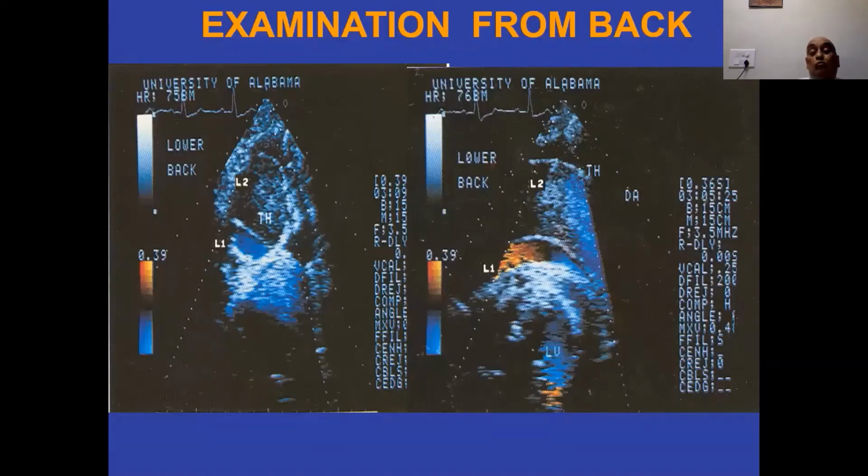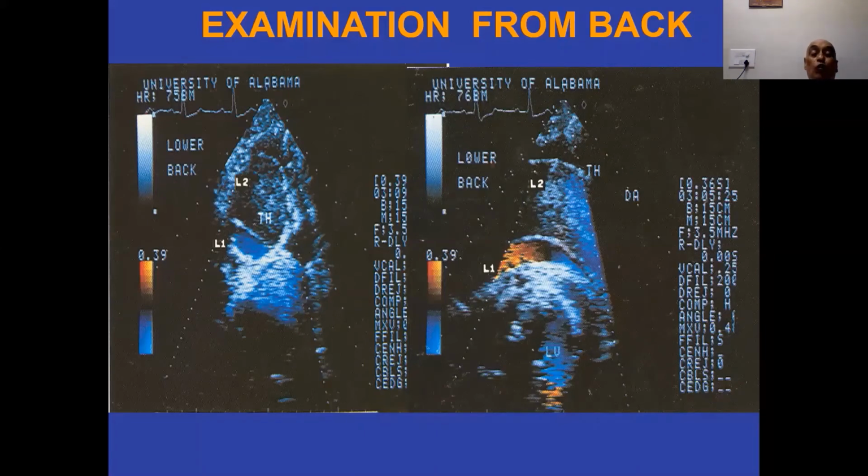Now, sometimes you can get an acoustic access from the back because of descending thoracic aorta aneurysms. Normally, the descending thoracic aorta is blind to a transthoracic examination. But when there is a descending thoracic aorta aneurysm, you can image it by placing the transducer in the left paravertebral region. This is a patient with a dissecting aneurysm of the descending thoracic aorta, imaged from the back. You can see L1 and L2 indicating the two lumens.